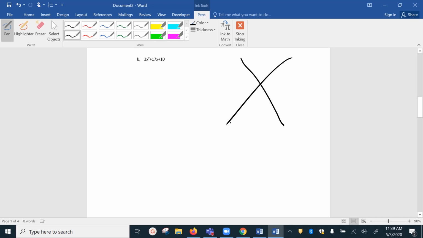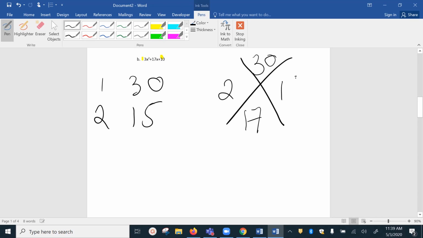So remember, we're going to take the 3, right? We're going to take this 3 and multiply it by the 10. So 3 times 10 is 30. And we're going to take this 17 and put it here. What times what will give me 30, but added together will give me 17? Well, I can't do it off the top of my head, so I start off with my tree. 1 times 30 is 30, but it doesn't add up to 17, so that's out. 2 times 15 is 30, and it adds up to 17, so I got 2 and 15. All right? So that's the one I wanted.